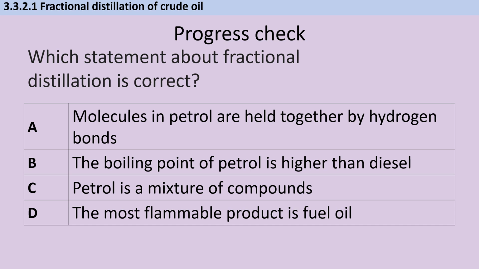Well, let's think about the first one first. We know that hydrogen bonds are a type of weak intermolecular force, and it forms between molecules in which hydrogen is covalently bonded to oxygen, fluorine or nitrogen, because those three elements are extremely electronegative. Now here we're thinking about crude oil and petrol, so we're thinking about hydrocarbons, and we definitely don't have any oxygen, fluorine or nitrogen. So immediately we can say that A is not correct. Then B, the boiling point of petrol is higher than diesel. For this we might need to look back at our fractionating column.